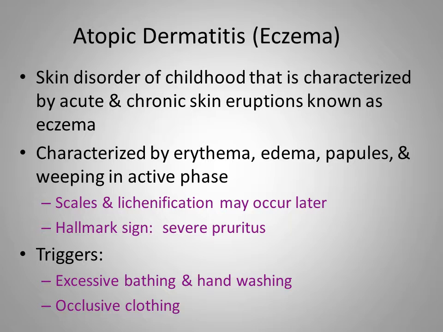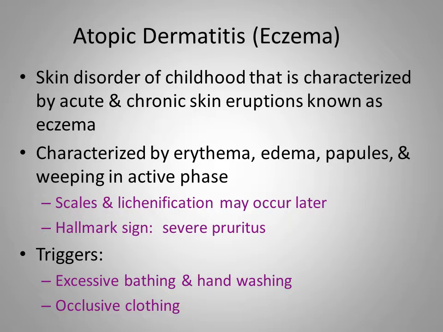What we see is an erythema, edema, as well as papules and weeping in the active phases of eczema. And as that skin goes through this process where it becomes red and irritated, and then it heals, and then it happens again, we see scales form. And there's also a process called lichenification. And the lichenification just refers to skin that has become thick and tough and leathery from repeated infections of the skin.